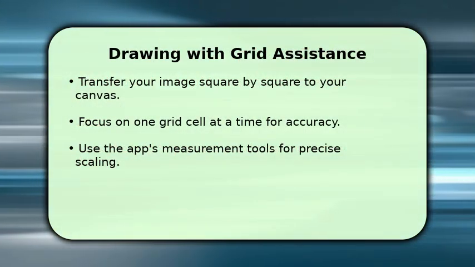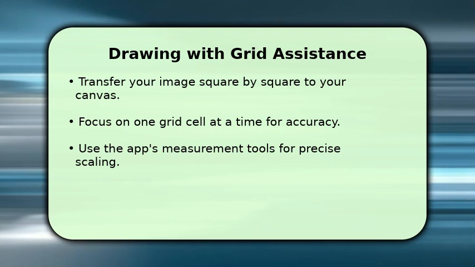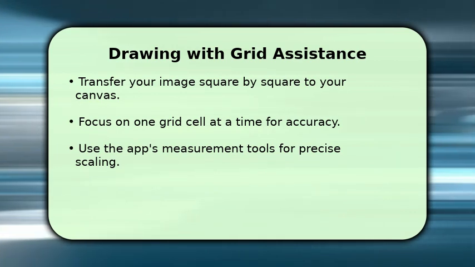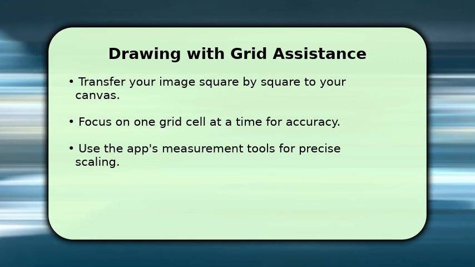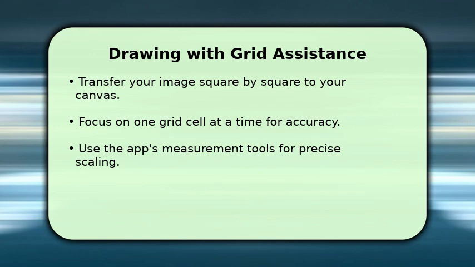With your grid set, it's time to start drawing. The grid method simplifies complex images by breaking them into manageable squares. Focus on transferring the content of one grid cell from your screen to the corresponding square on your canvas. This systematic approach helps maintain accurate proportions and details across your entire artwork. Take your time and trust the process for the best results.